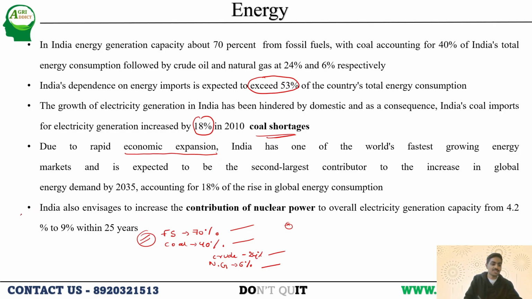And last, the thing you should remember: India also envisages increasing the contribution of nuclear power to overall electricity generation capacity from 4.2% to 9% within 25 years. Earlier it was only 4.2% in nuclear power generation, and now we have reached 9% within 25 years. This is a very remarkable achievement of India.